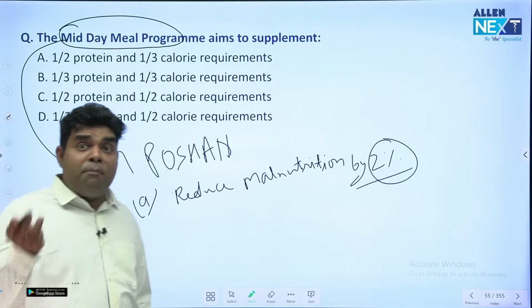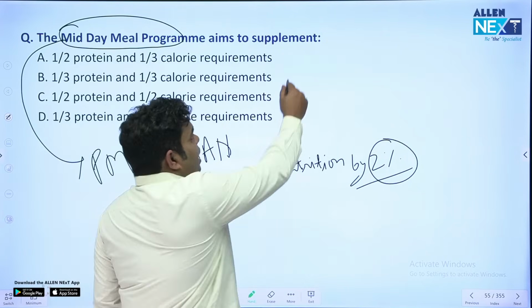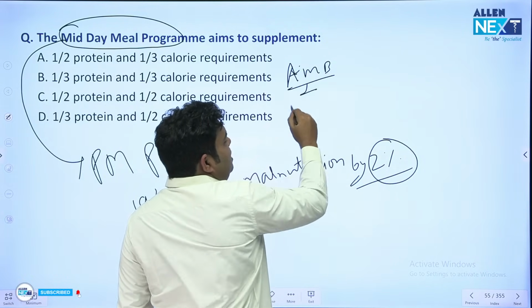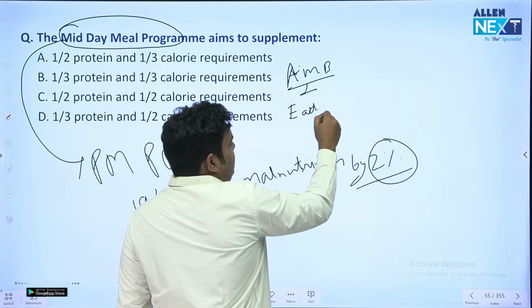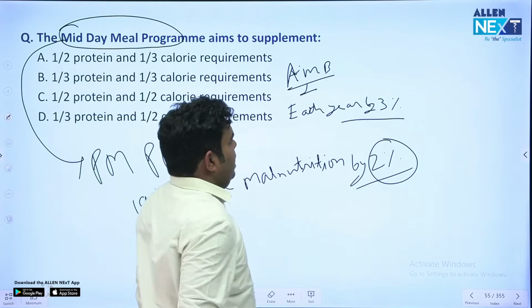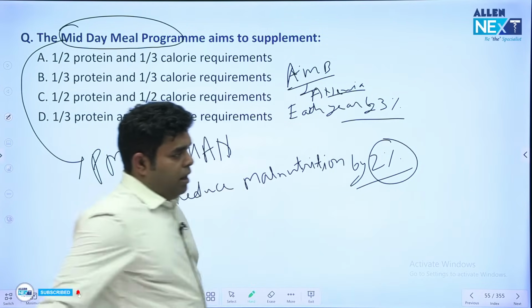If it is Anemia Mukt Bharat, they have asked it already. What is the target of Anemia Mukt Bharat? Anemia Mukt Bharat will reduce anemia each year by 3%. Less anemia each year by 3%.